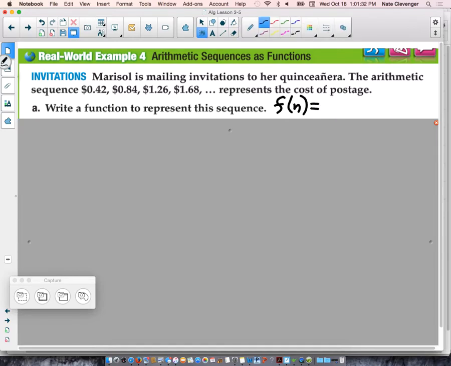is equal to, what's our first value? 0.42 plus n minus 1 times, what's the common difference? 0.42. It's also 42 cents.